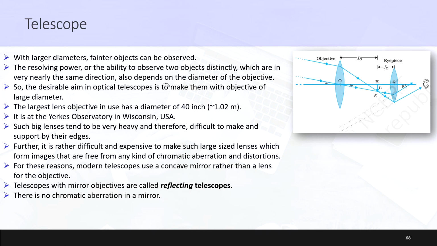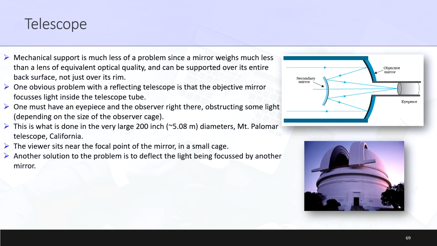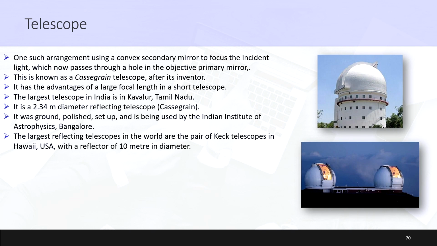If a mirror is used in place of the objective lens, then those telescopes are called reflecting telescopes. One example is the Mount Palomar telescope in California, which has a very large diameter of 200 inches. Let's move to the discussion now.